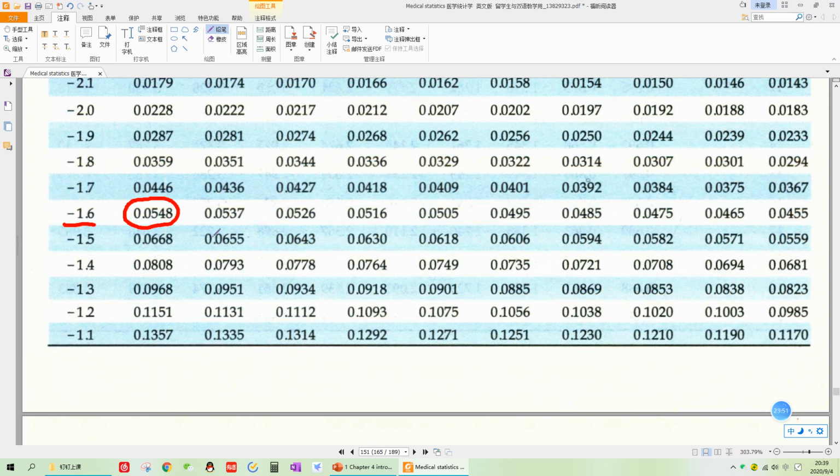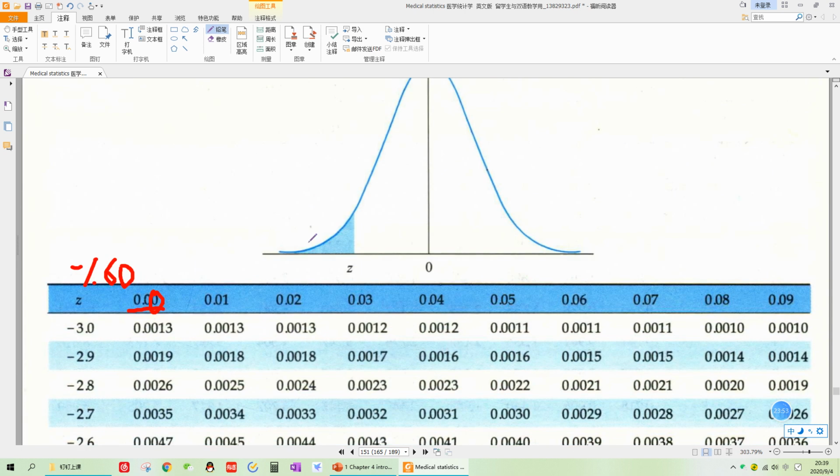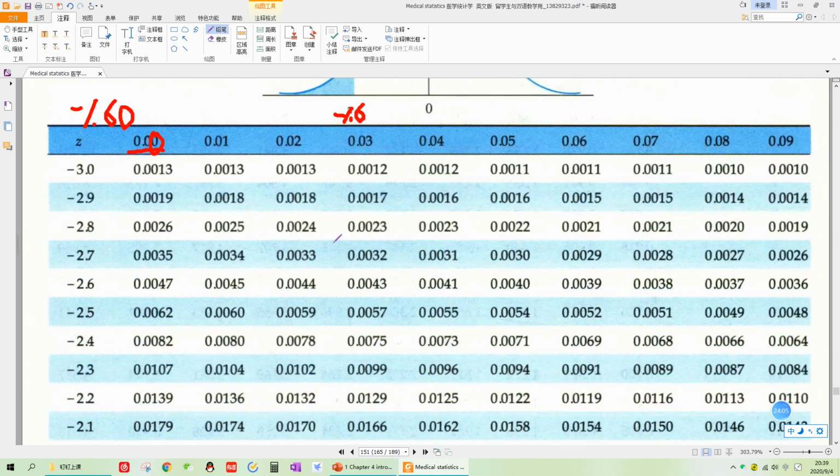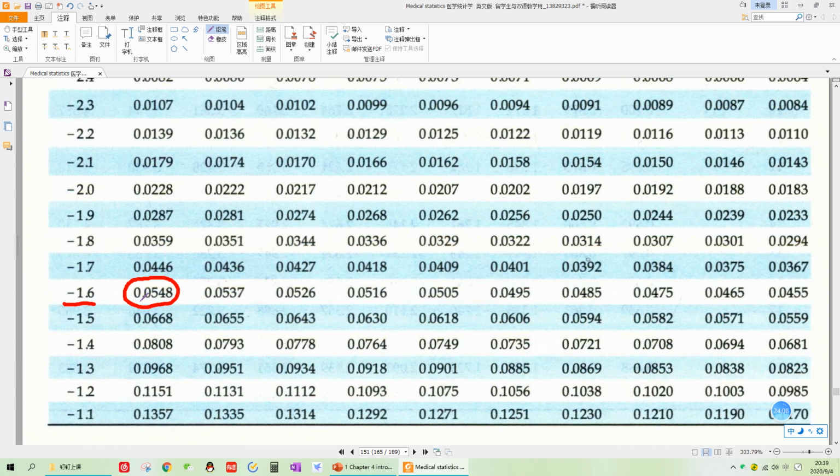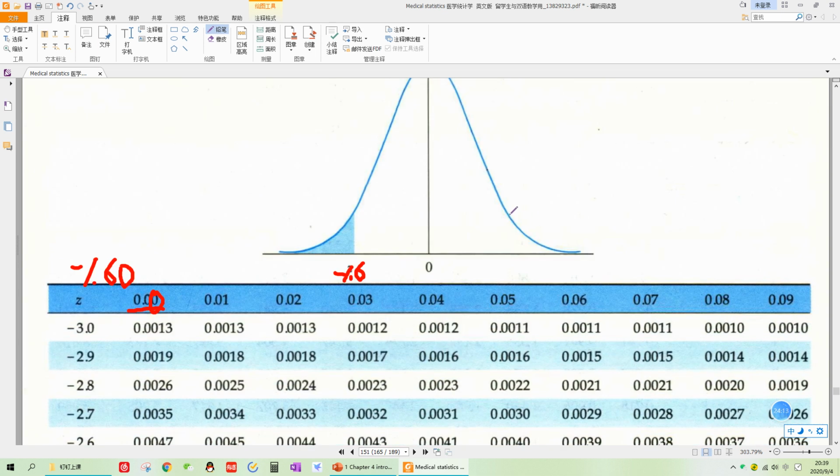Okay, so here let's go back to the distribution curve. That means when z is negative 1.6, this blue part, the area of this blue part is 0.0548, and in that question what we want to know is the probability between negative and positive 1.6, this right part.